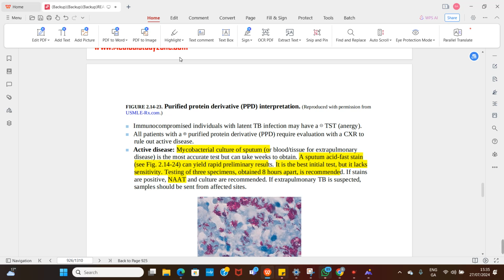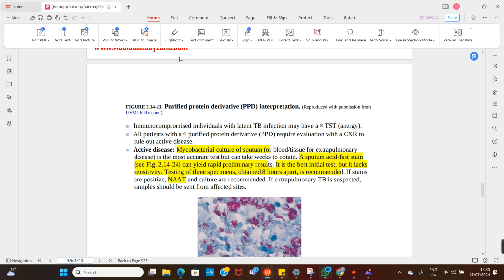Okay. So once you do your PPD test, you are querying latent disease. The next thing for you to do is a chest X-ray to rule out active disease, because there are two ways you can know active disease. Either you are showing symptoms, or I do my chest X-ray and I see evidence of TB. If I do my chest X-ray and I see evidence of TB, you have active disease.